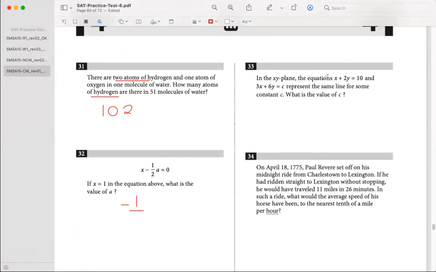In the xy plane, these equations, x plus 2y equals 10 and 3x plus 6y equals c. Okay, so you just set it up.